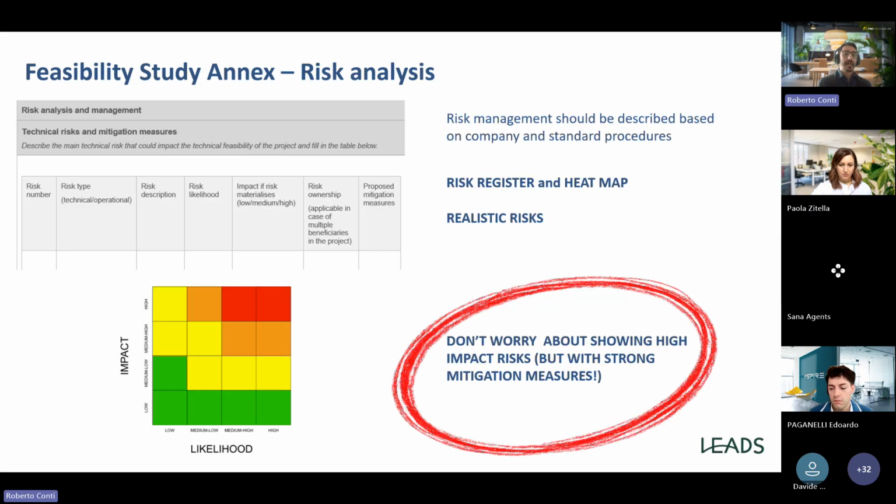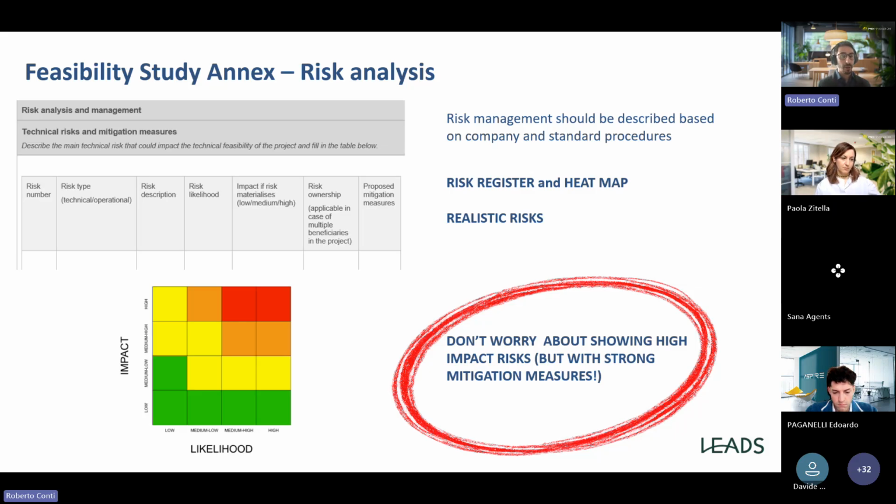Then, of course, a business-oriented project with an execution plan should demonstrate a risk analysis. So you should describe your internal risk management in your company. You should have a risk register. You should select the most important technical and operational risks in the feasibility study, and of course with mitigation measures. Don't be shy. Don't worry about showing high impact risk in your project.